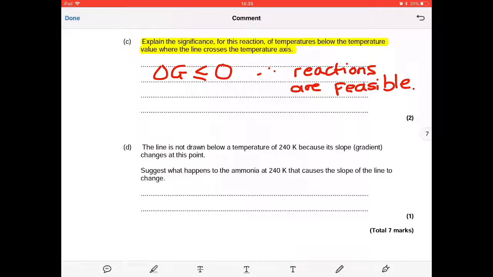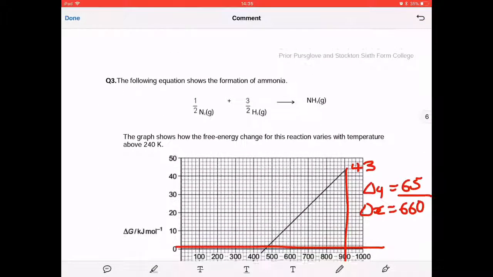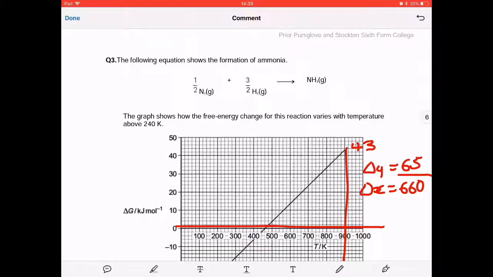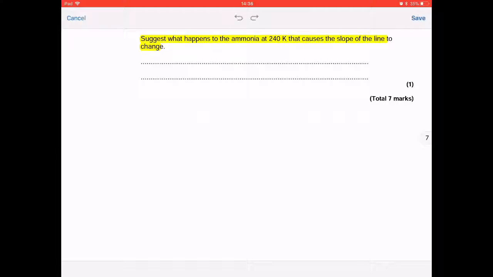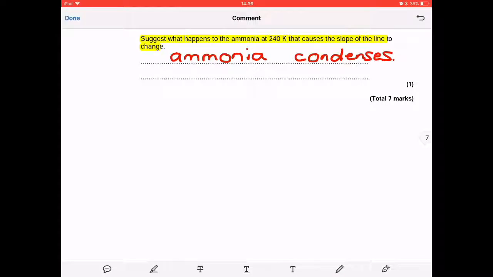In the second part, it asks you to suggest what happens to ammonia at 240 degrees Kelvin in order for the slope to change. Well, if you have a look back at the equation for the reaction, right at the top here, it does tell you a little bit about the ammonia, and it tells you initially that ammonia is in the gaseous state. So when it goes below that temperature, the most likely thing that is going to happen as you start to cool it down is that it's going to go from a gas to a liquid. So ammonia condenses to become a liquid. And that changes the value of the entropy.